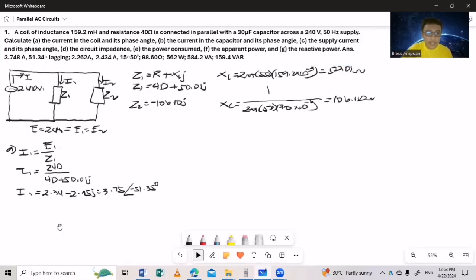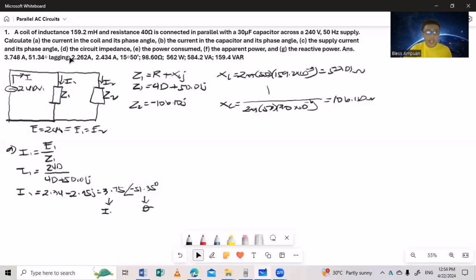So our answer is therefore our I sub 1, which is 3.75 ampere. That is our I. Wherein this is our phase angle. The phase angle of the coil, or I sub 1, its current, is 51.35. It is the direction of the current for the coil.